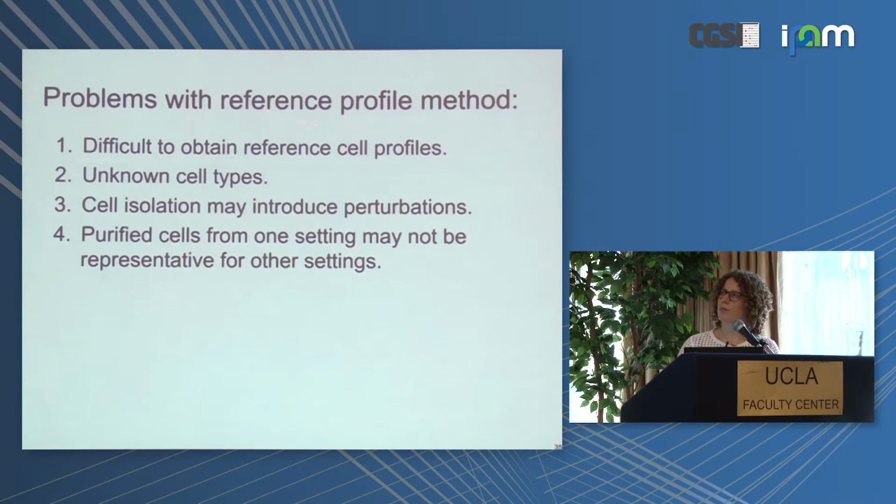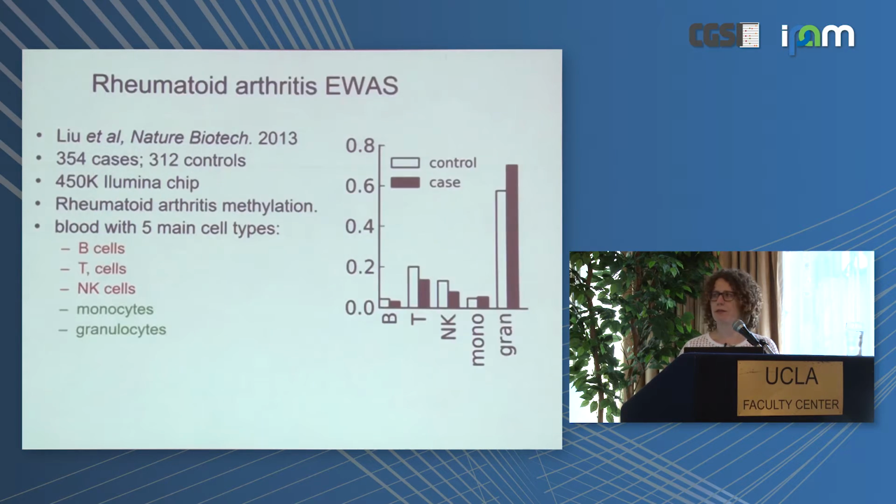Right. And so what are the problems with this? First of all, you need to get these reference cell profiles, and this process of purification may actually perturb your data. And much to my surprise, I didn't know this until a few years ago, in many tissues you don't even know what the cell types are. And it's not clear how well this generalizes from lab to lab. So we took as a ground truth example this paper in Nature Biotech where they'd actually done cell counting, so we knew some ground truth.